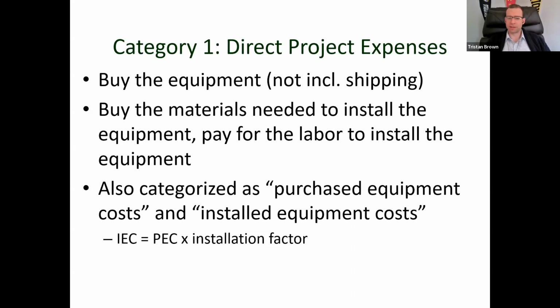And so the easy way to look at this is the installed equipment cost is simply a function of your purchased equipment cost times an installation factor. And we'll talk a little more about installation factors because these are an important component as well. And there's a lot of different thinking about how to handle those, but that's ultimately what we're talking about, right? Buy the equipment, what it's going to cost to get it installed.